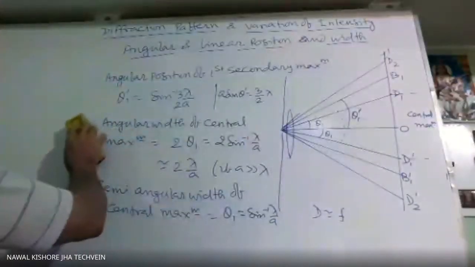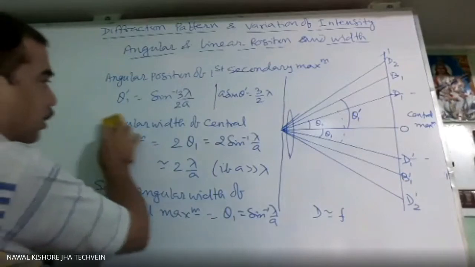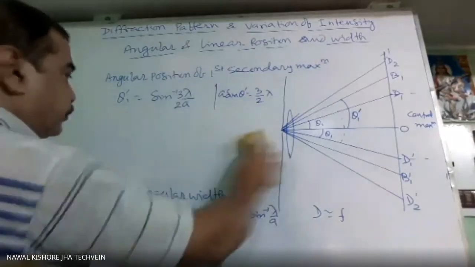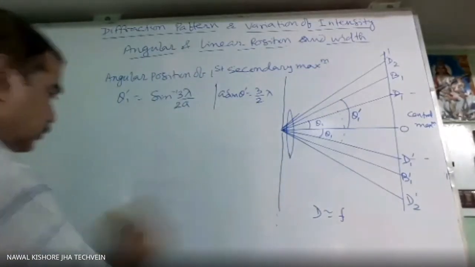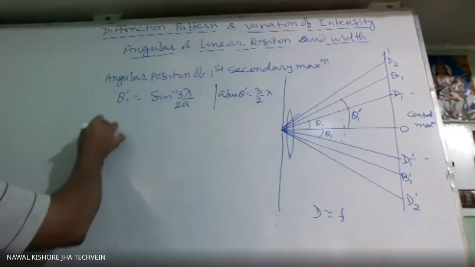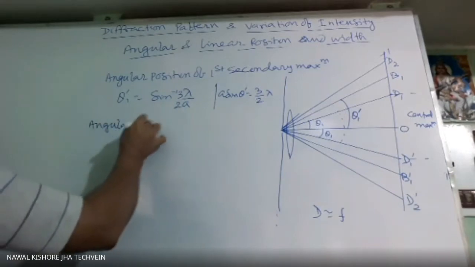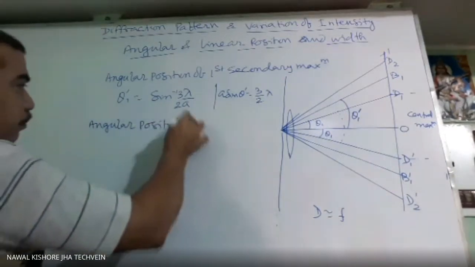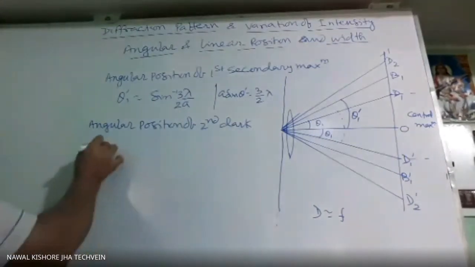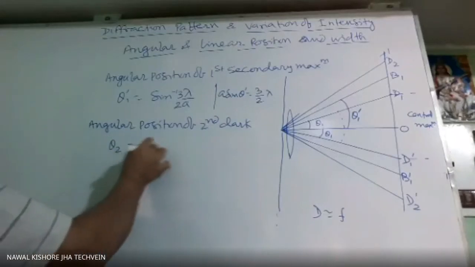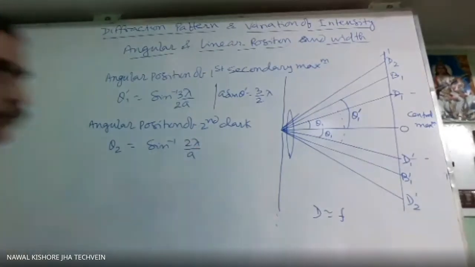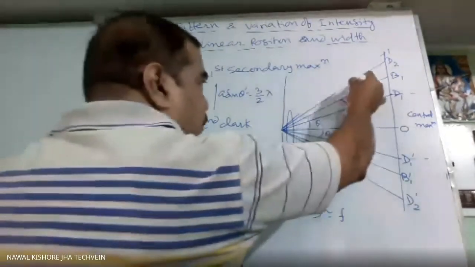Now, the angular position of second dark, that also you have to find. What will it be? That is theta 2, sine inverse 2 lambda by a. That is from here to here we are taking theta 2.